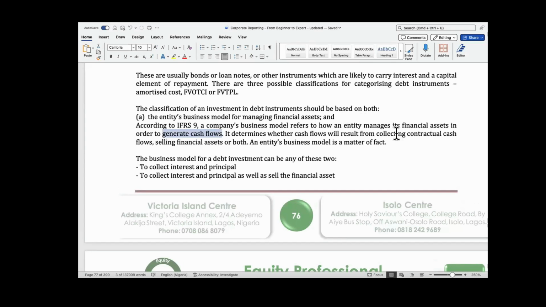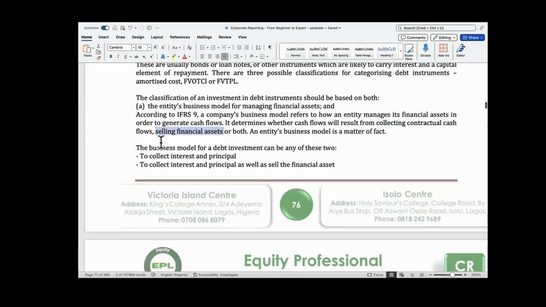Is it from collecting interest and principal, or is it from selling the financial assets? Okay, so business model, as far as debt investment is concerned, is either to collect interest and principal, or to collect interest and principal as well as sell. So you need to understand these things.